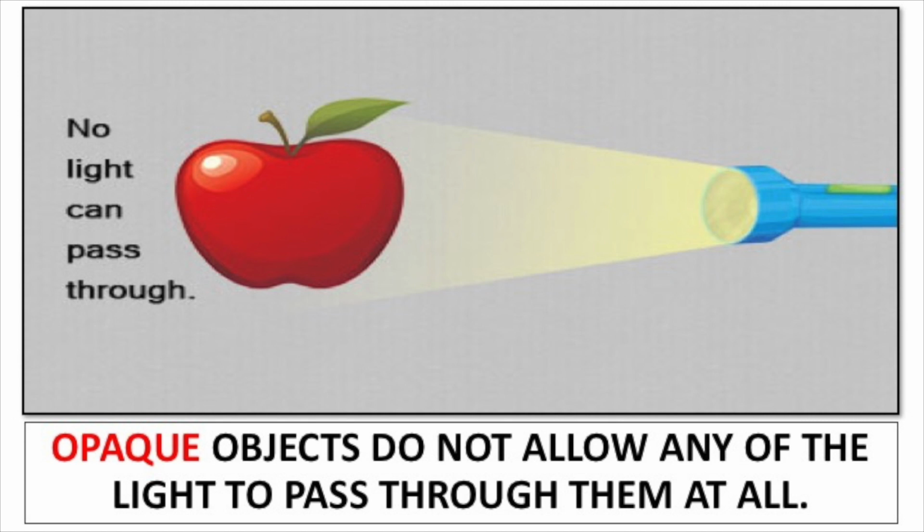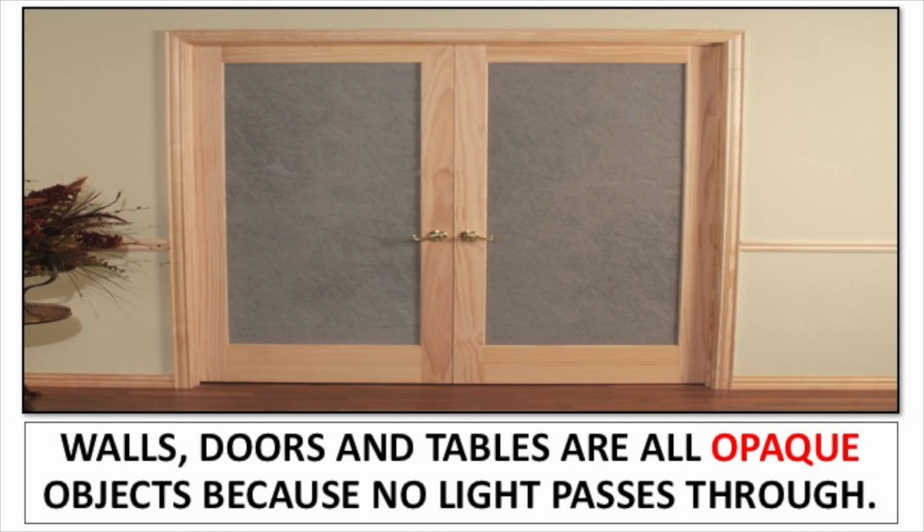And then finally, opaque objects do not allow any of the light to pass through them at all. If it's opaque, light will not pass through. Walls, doors, and tables are all opaque objects because no light passes through. Yes, that's why we have walls and doors around the room so that nothing can see in.